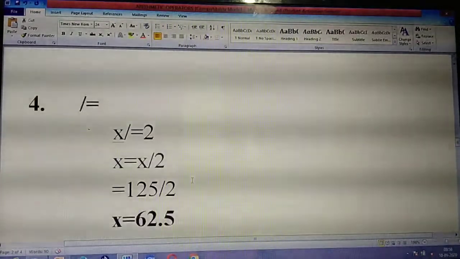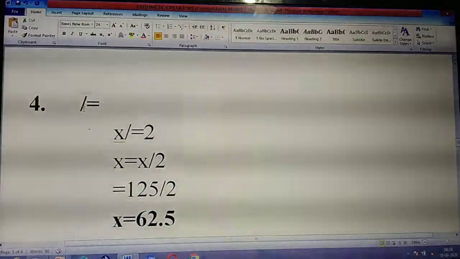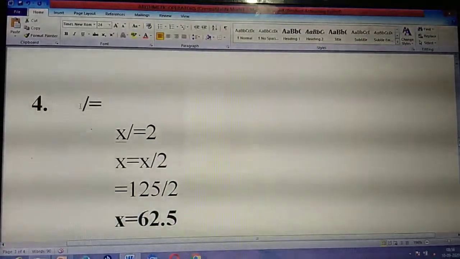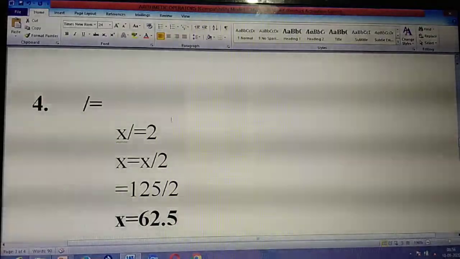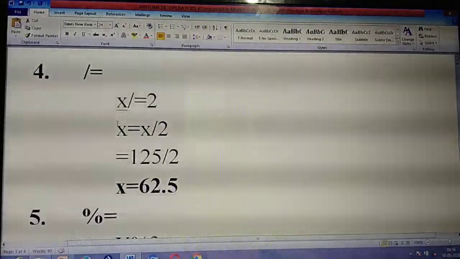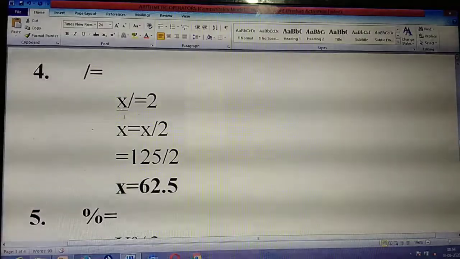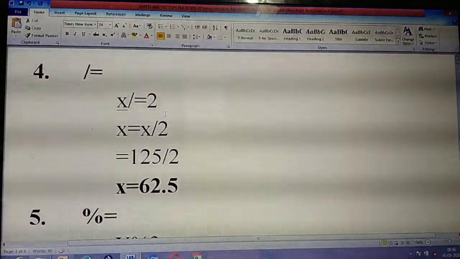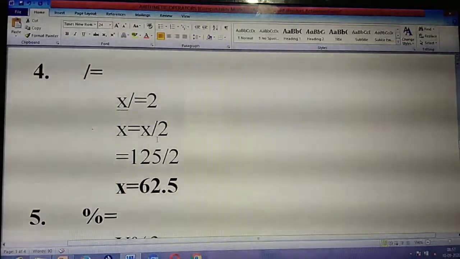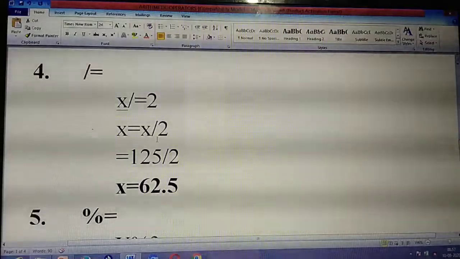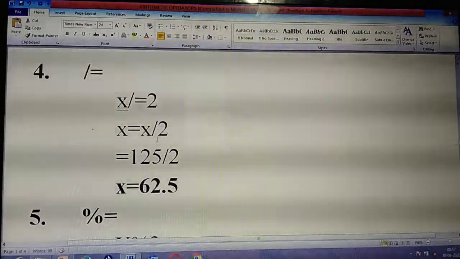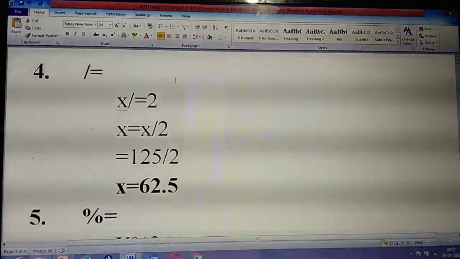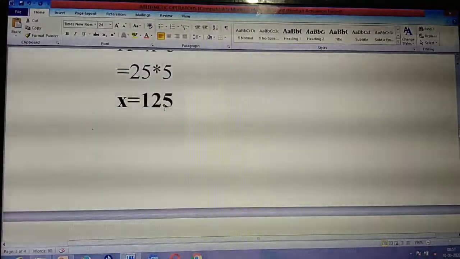So the next operator is slash equal to. What do you mean by slash? Divide. One example they have given: x slash equal to 2. What's the meaning of x slash equal to 2? x divided by 2. Okay. So what's the value of x you will get at the last? 125.